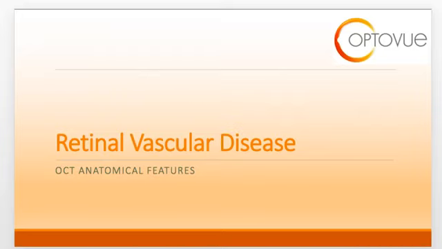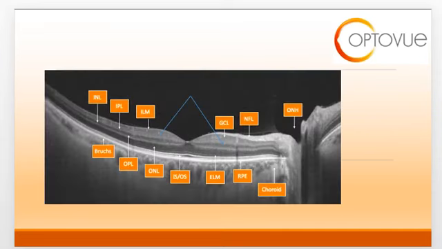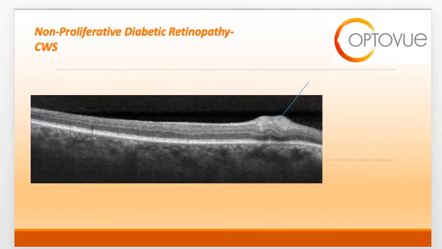In this webinar, I'm going to discuss pathology involving the neurosensory retina, in particular, retinal vascular disease. You may recall this slide from previous webinars. The blue arrows are pointing to the neurosensory retina, the area that we will emphasize in this video.